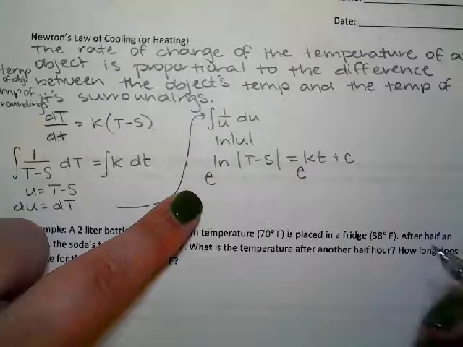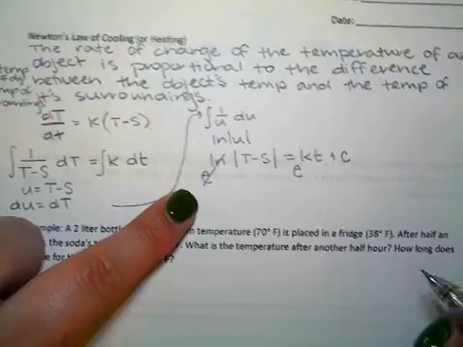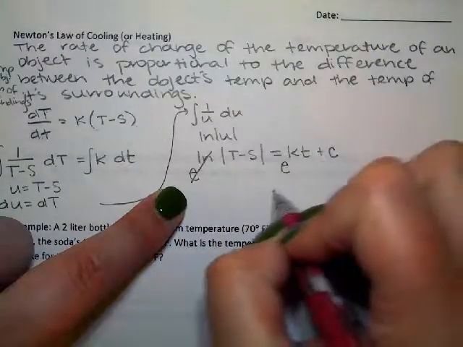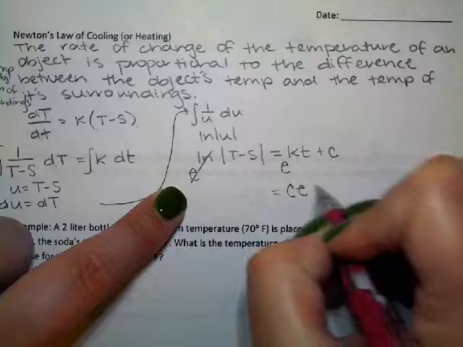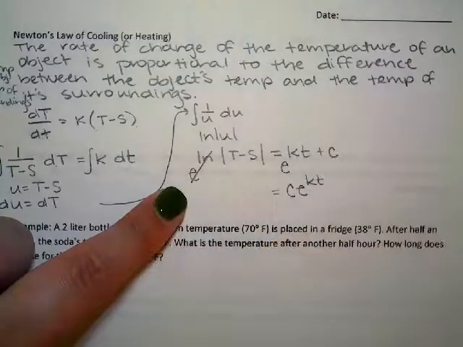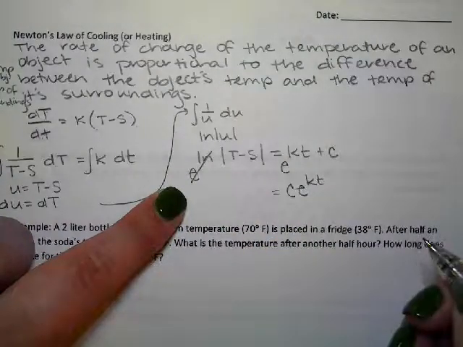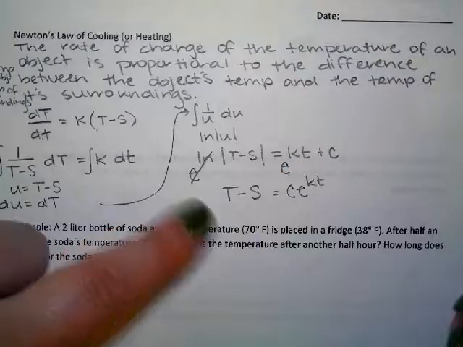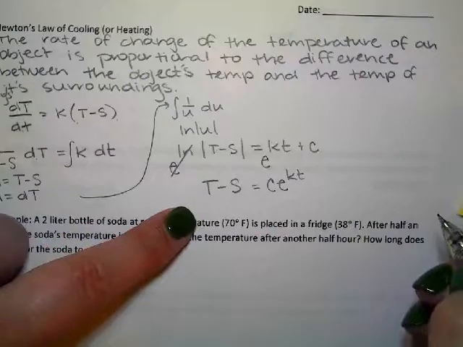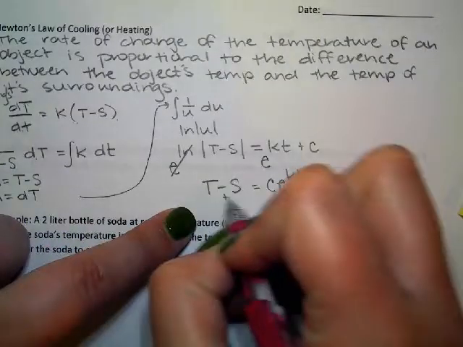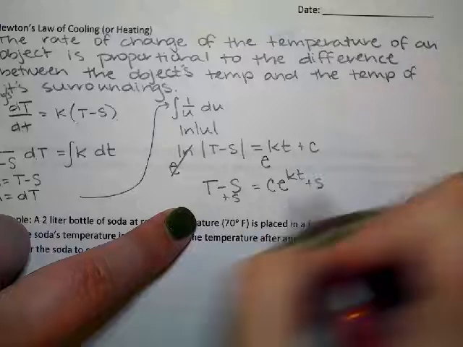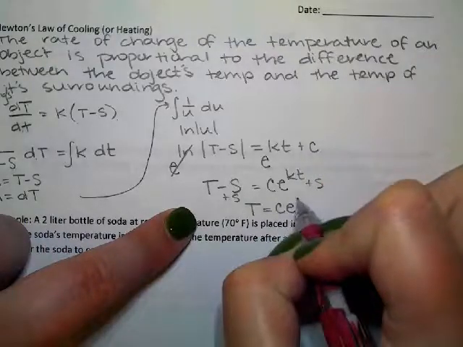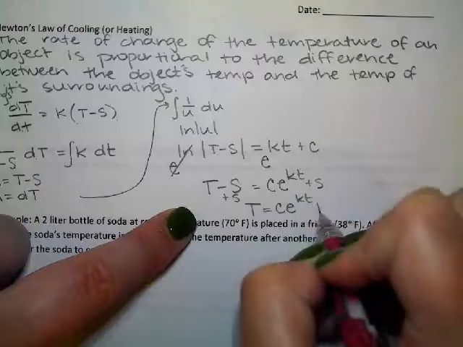ln equals, and what do we end up with? Okay, ce to the kt. Okay, and what do we end up with on the left side? Okay, t minus s. Okay, and then how can we get capital T alone? Okay, add s. Okay, so capital T equals ce to the kt plus s.